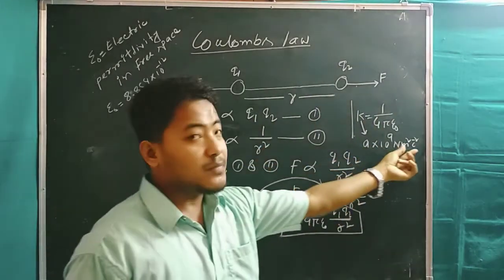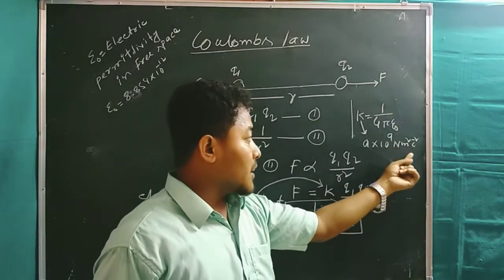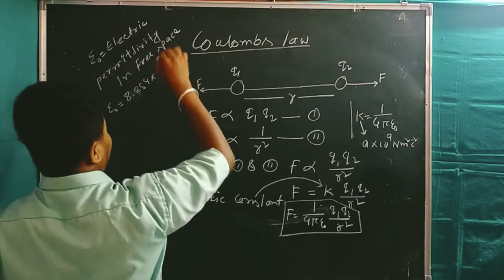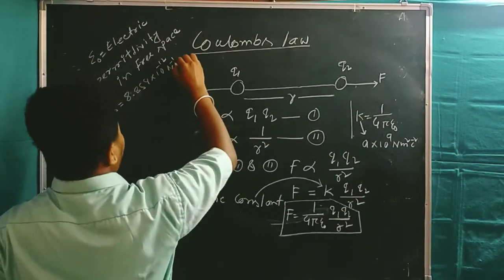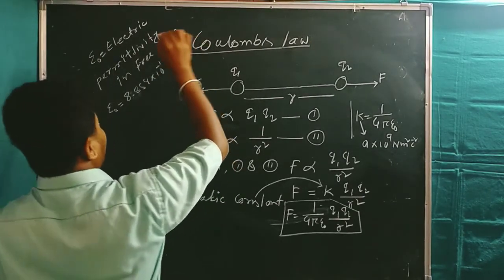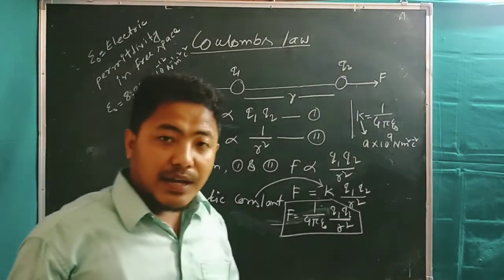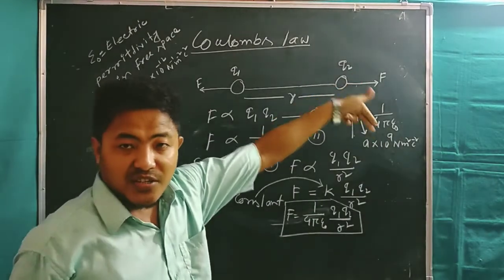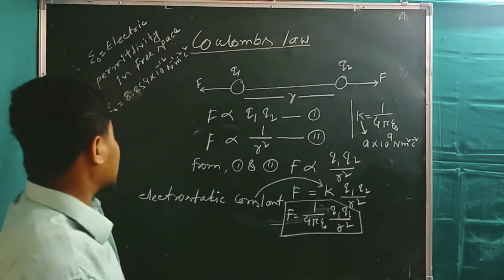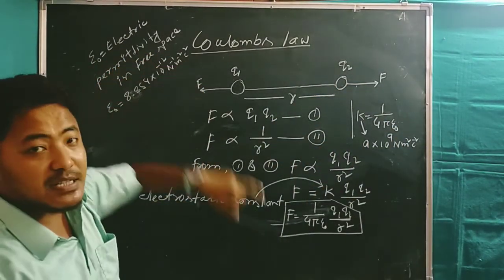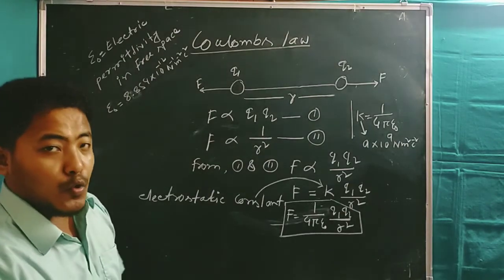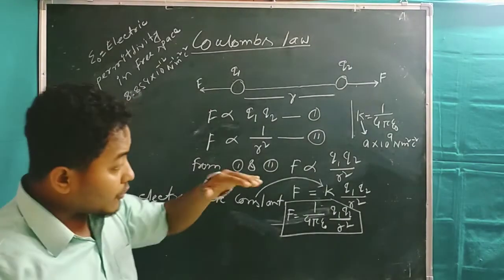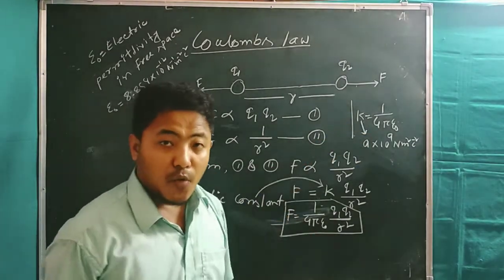And the unit of this electric permittivity will be the reverse of this one. That means this is Newton meter square per Coulomb square, hence this will be per Newton per meter square Coulomb square. Remember, the SI unit of electrostatic constant is opposite to the SI unit of electric permittivity in free space. We will later on define what electric permittivity is, but for your basic information, that's it from Coulomb's law.